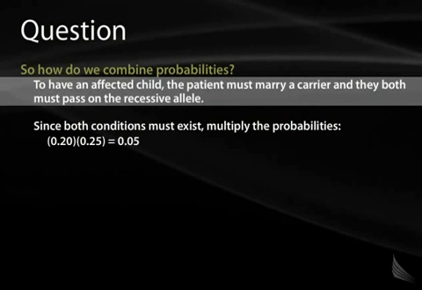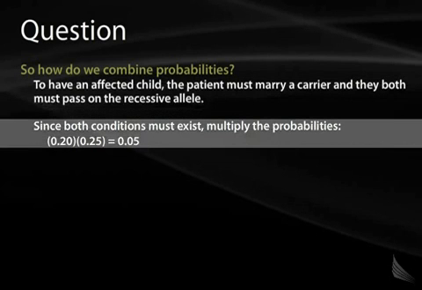So here, to have an affected child, the patient must marry a carrier, and they both must pass on the recessive allele. Those are two probabilities that have to happen, so we multiply them together. The probability of marrying a carrier, we said, was 20%. The probability of passing on a recessive allele, we said, was 25%. So 0.2 times 0.25 gives us 0.05. That's the probability of these two things happening. That's how we combine those probabilities.